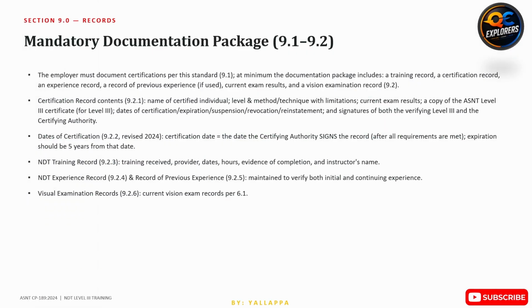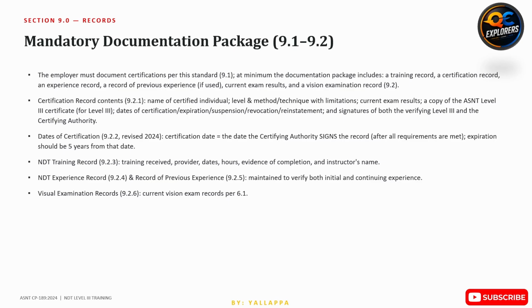Now let's move to Section 9.0, which covers one of the most important responsibilities of every employer under ASNT CP-189, maintaining certification records. The employer is required to keep a complete documentation package for every certified NDT individual. At a minimum, this package must include the training record, certification record, experience record, previous experience record, if applicable, examination results, and current vision examination records.